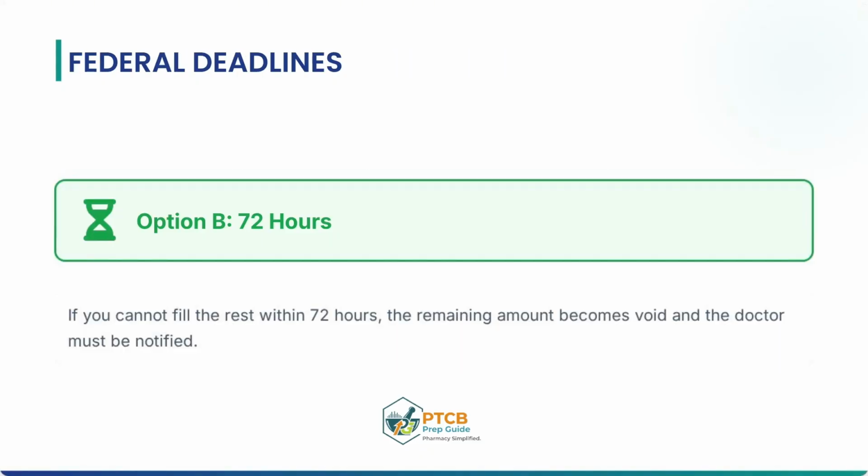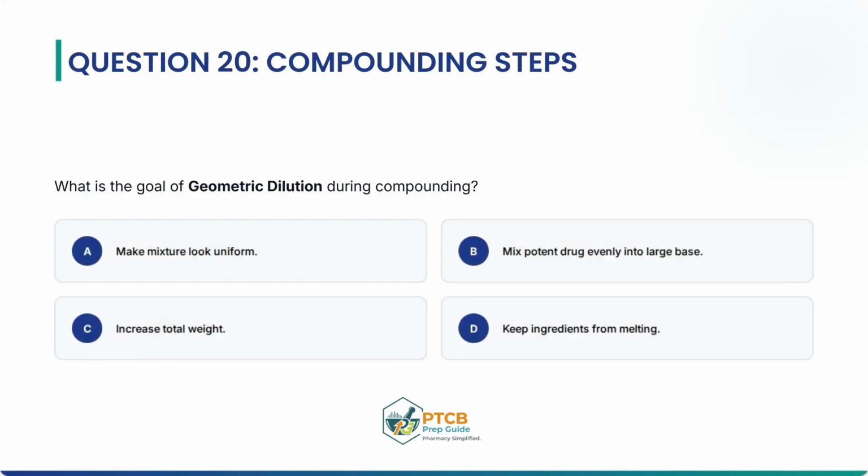The answer is option B, 72 hours. Under standard federal law, if you cannot fill the rest by then, the prescription becomes void for the remaining amount, and you have to notify the doctor. We are at question number 20 now.